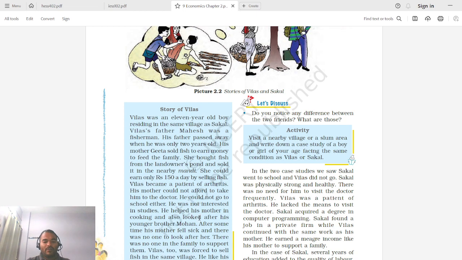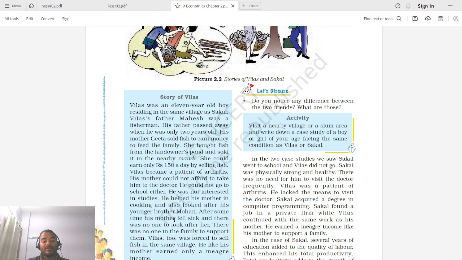After some time, his mother also fell sick and there was no one to look after her. Now no one was available to take her to the hospital, to take care of her, or to look after their family and young brother. So the complete responsibility was now taken up by Vilas.